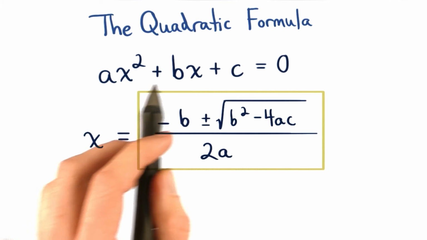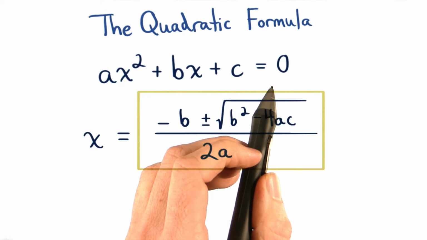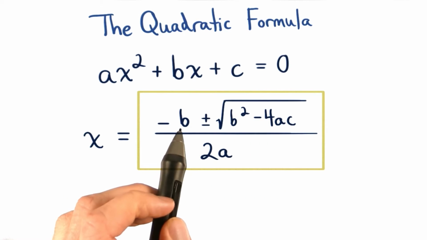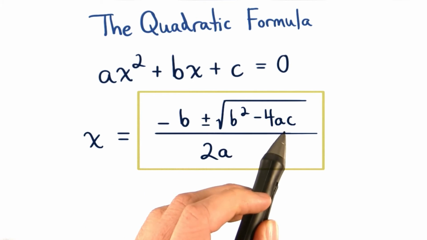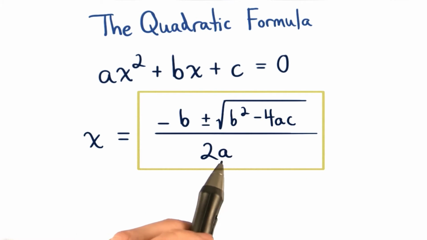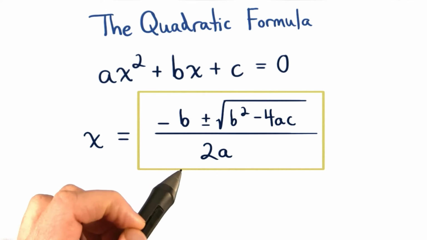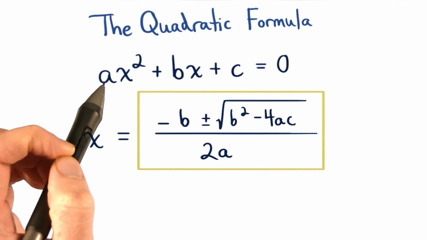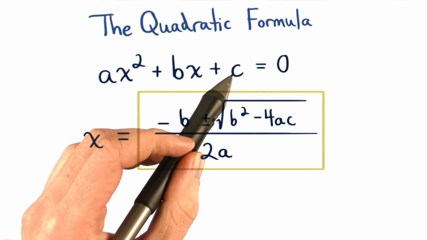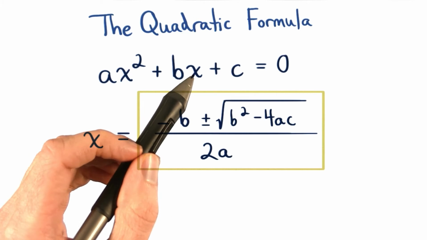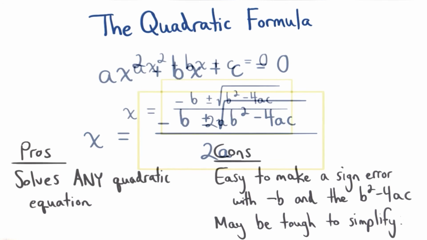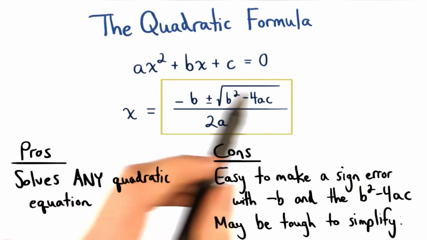For any equation written in this form, we can find the solutions to it by doing negative b plus or minus the square root of b squared minus 4ac all divided by 2a. This is our quadratic formula, and it only requires that we know the values of a, b, and c. A is the coefficient of the x squared term, b is the coefficient of the x term, and c would be the constant term. I mentioned the pros and cons for this quadratic formula.